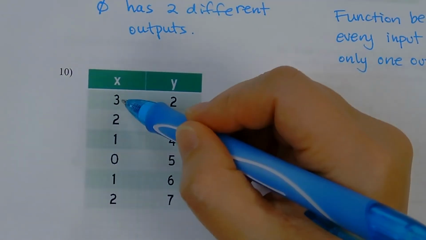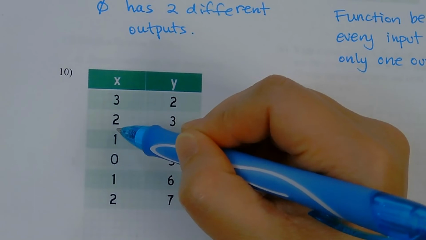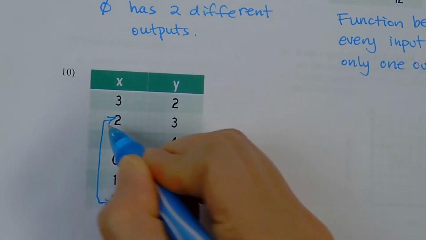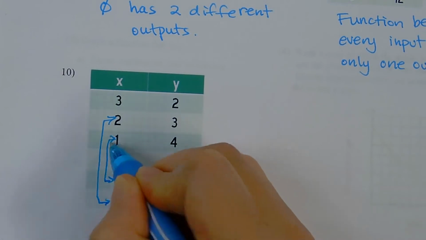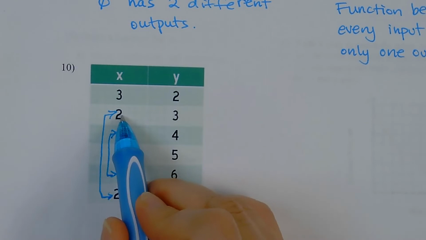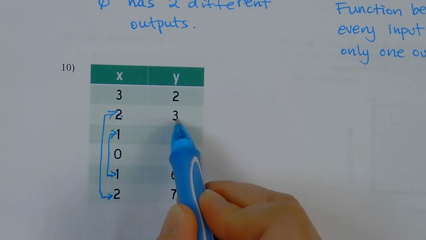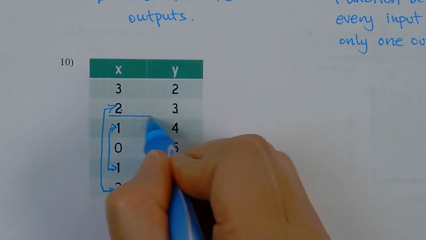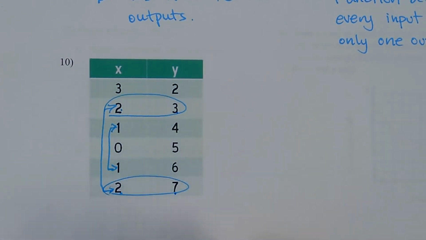All right, number 10. Let's take a look here. We got 3, no other 3s. Oh, we got 2. So we got doubles right here. And we got 1s coming out again, right? So we got to check this. The 0 is fine because 0 only comes out once. But 2, if we put in a 2, we get out a 3. But here, if I put in a 2, we get out a 7. Ooh, bad case. Okay, this is no good. It's already not a function.